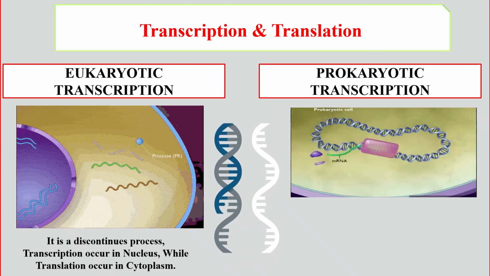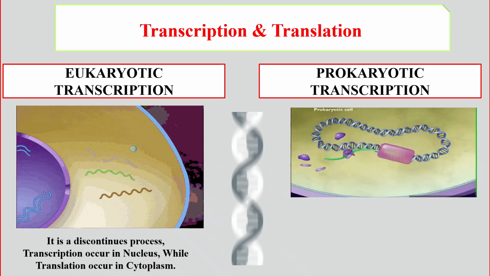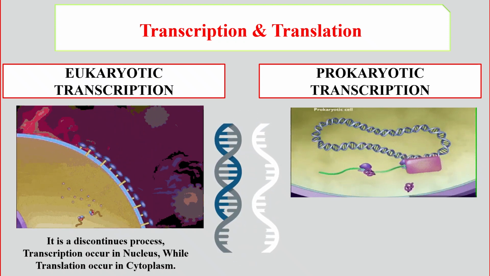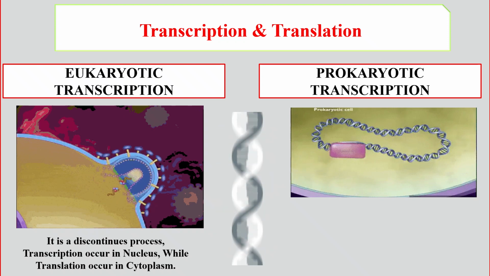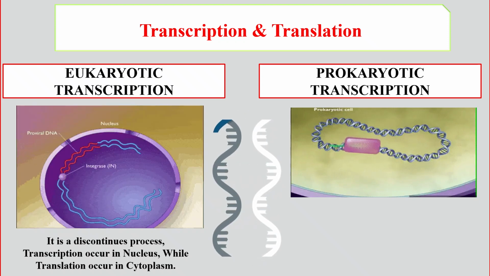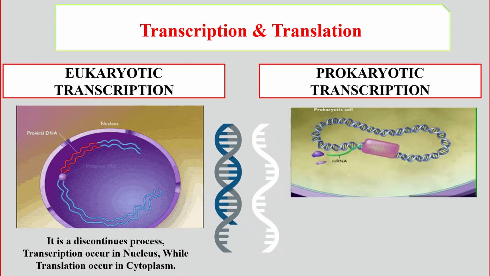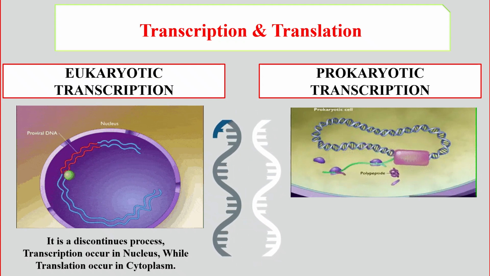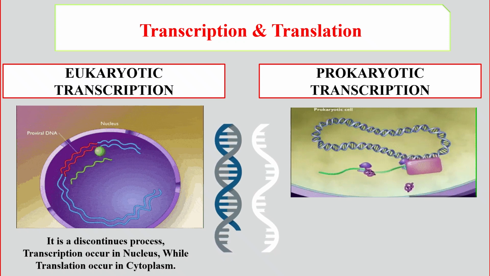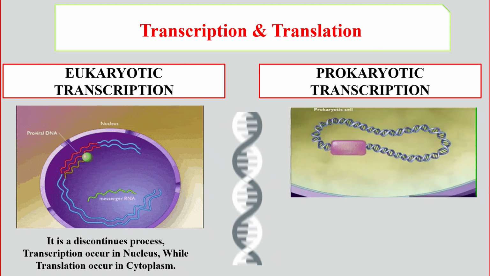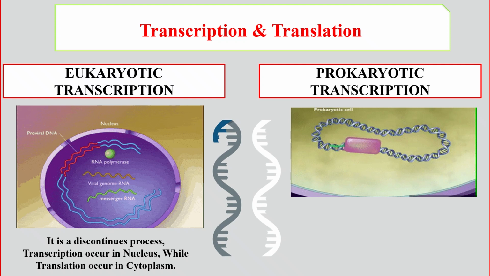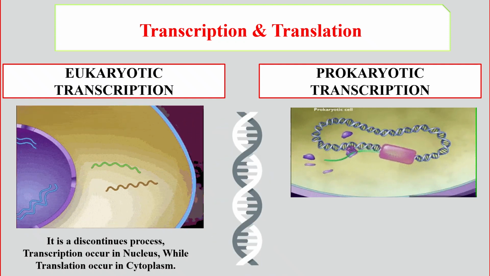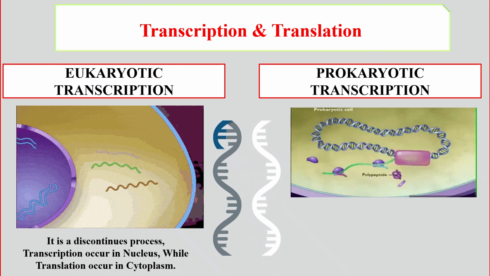In eukaryotes, this process is a discontinuous process in which the transcription takes place in the nucleus. In the nucleus, the primary messenger RNA is formed, which is then processed to form mature RNA, and then this mature RNA will be released into the cytoplasm. In the cytoplasm, the ribosome machinery will recognize it and then lead to the formation of proteins by the process known as translation. In eukaryotes, transcription occurs in the nucleus while translation occurs in the cytoplasm.